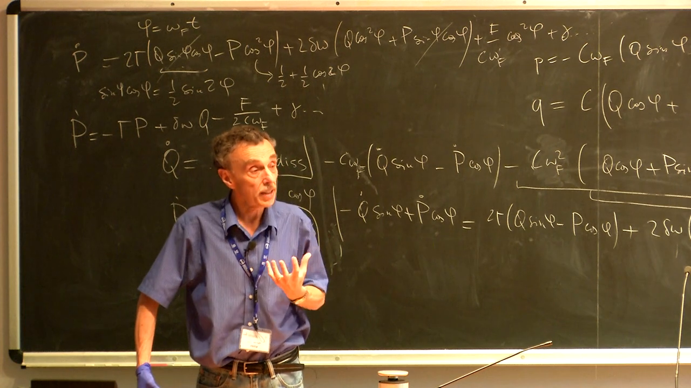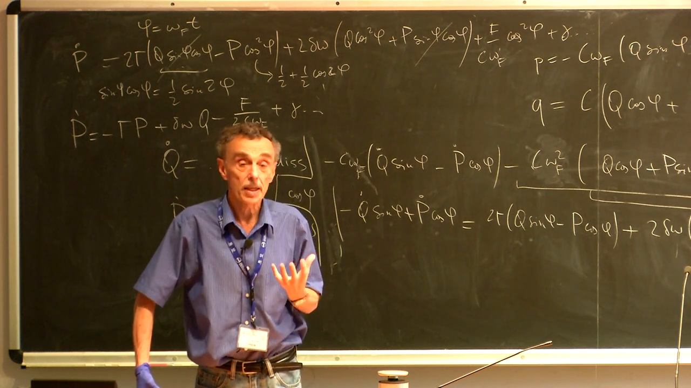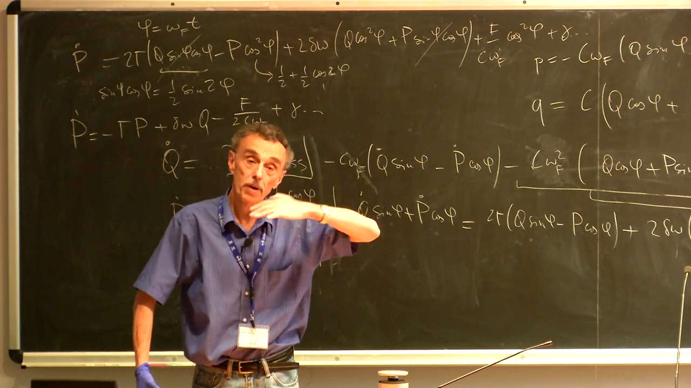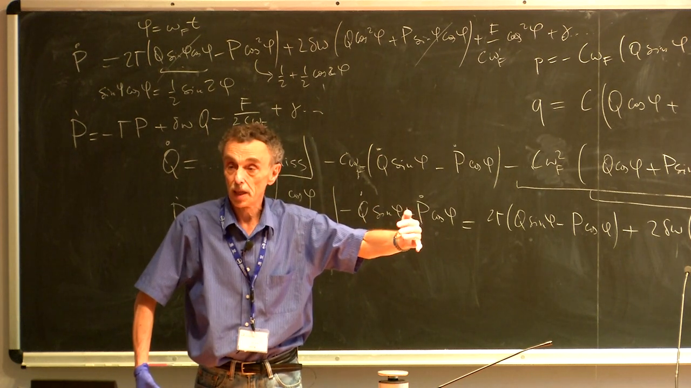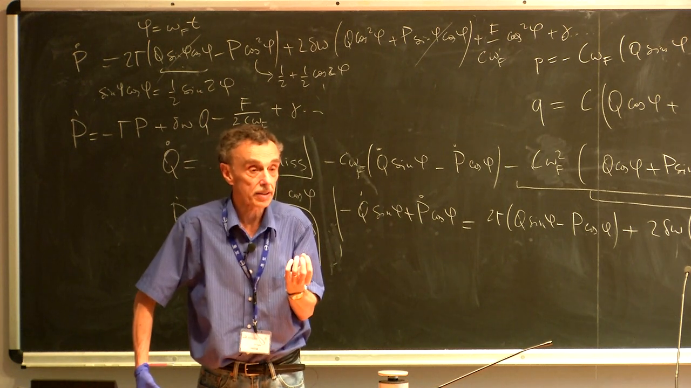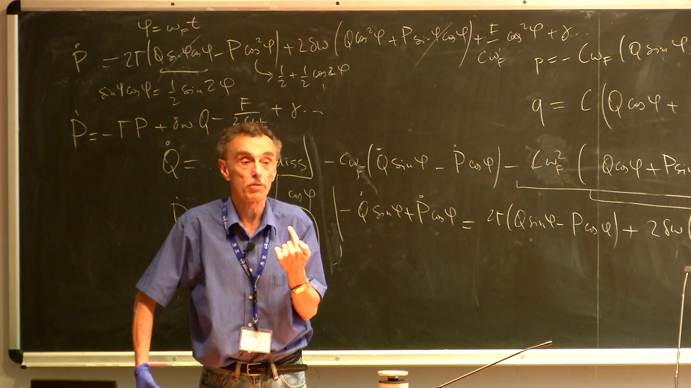So this is the idea of the rotating wave approximation. You say that you have terms in p and q, there are parts which smoothly vary in time, and there are parts which oscillate. The oscillating parts are small. Their derivatives are not small.